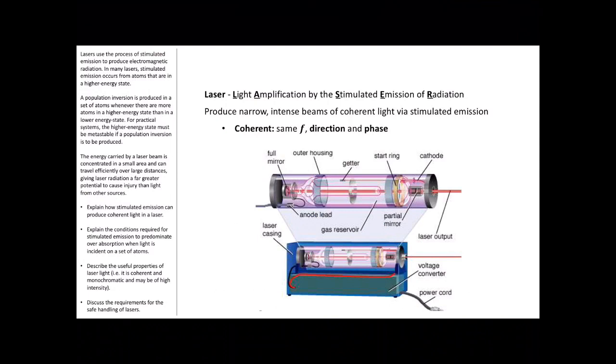And in Stage 2 physics, you need to be able to explain how stimulated emission can produce coherent light in a laser. You need to be able to explain the conditions required for stimulated emission to predominate over absorption when light is incident on a set of atoms. You need to describe the useful properties of laser light. That means the properties are that it's coherent and monochromatic and maybe of a high intensity. And you also need to discuss the requirements of the safe handling of lasers. So we'll cover all of those success criteria in this video.